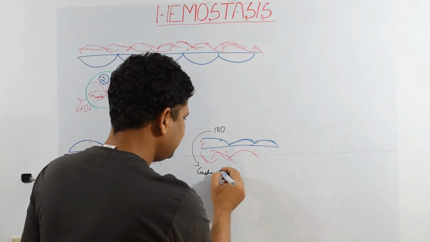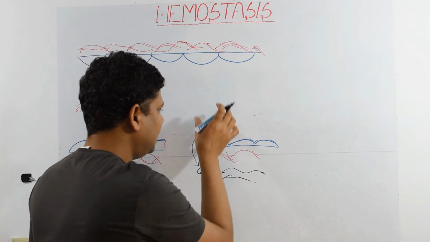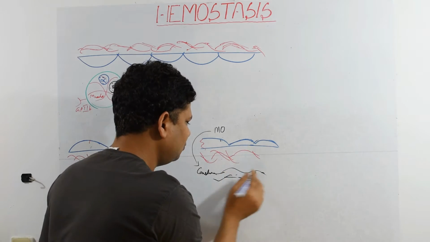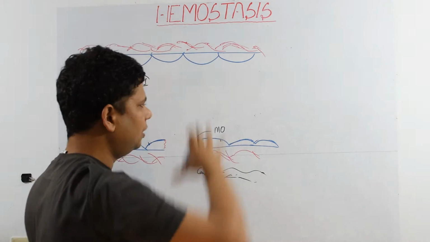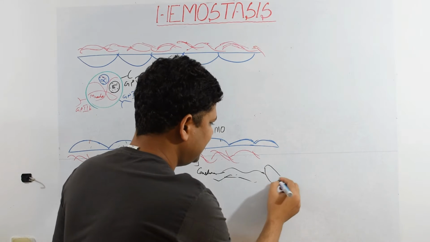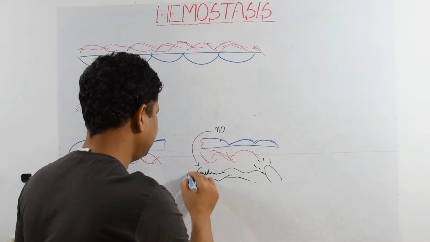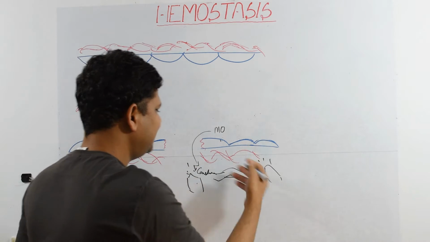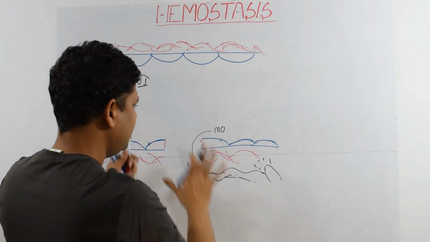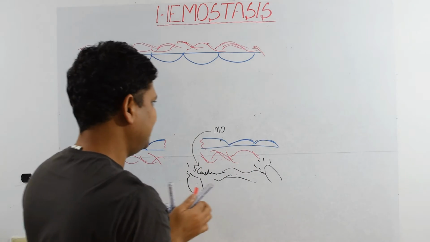Apart from this, there are some smooth muscle cells here. When the blood vessel is ruptured, these smooth muscle cells will also constrict the blood vessel, and neurons are also present here, which also sense the ruptured cells, and they will initiate the blood vessel constriction. So the first thing that happens after the rupture is constriction of blood vessel.